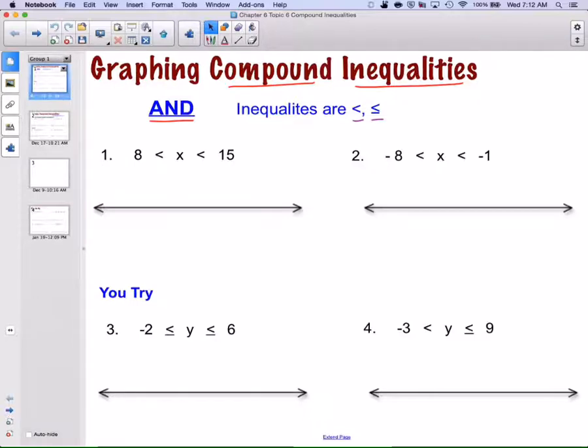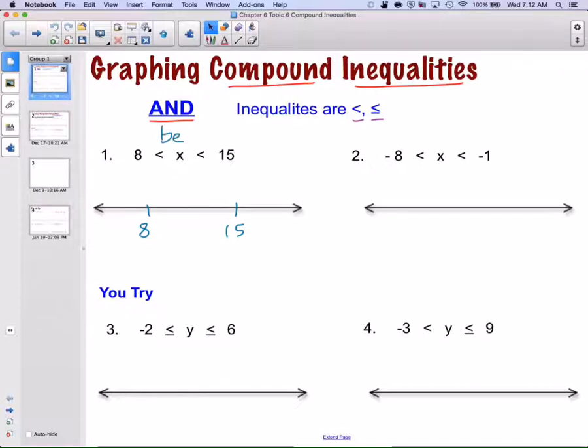Okay, so the first one here, number one, the way you read these is a little different. If you're reading it left to right, it'll look like 8 less than x less than 15, but the way you're supposed to think of it is kind of from the middle out. So it's going to look like x is greater than 8 and x is less than 15. What it really means, after we plot down our two locations, is that x is between 8 and 15.